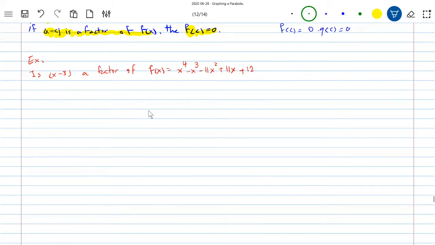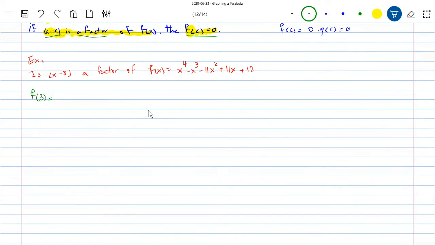For example, if they ask you, is x minus c a factor of f of x? What does it mean? In this case, if x minus 3 is a factor, then f of 3 must be 0. So you just need to figure out what f of 3 is. You don't need to do the long division or synthetic division. If f of 3 is 0, then you can say yes, x minus 3 is a factor. If it's not 0, then you can say no, it's not a factor.